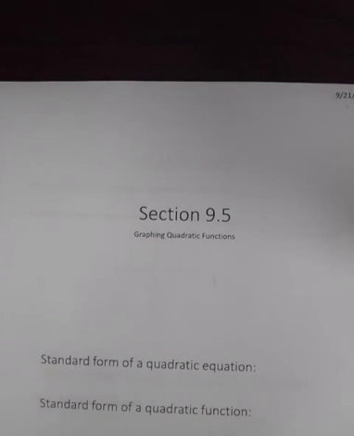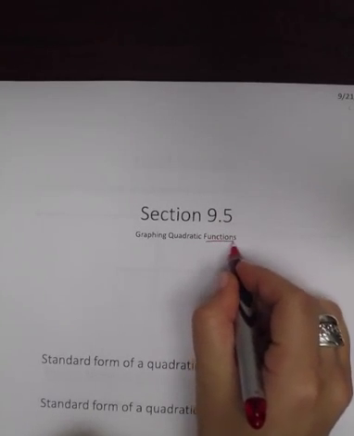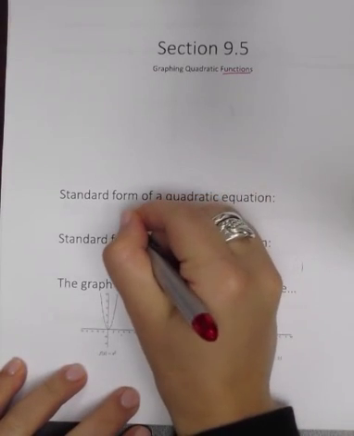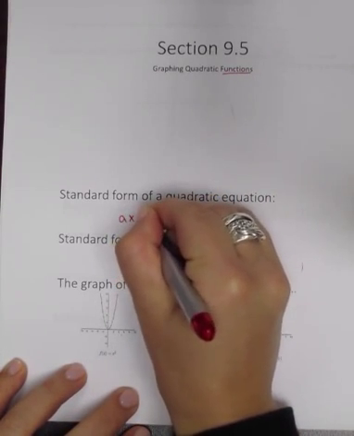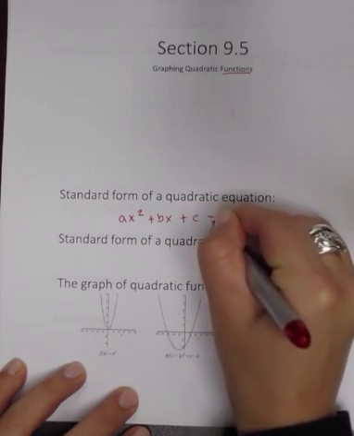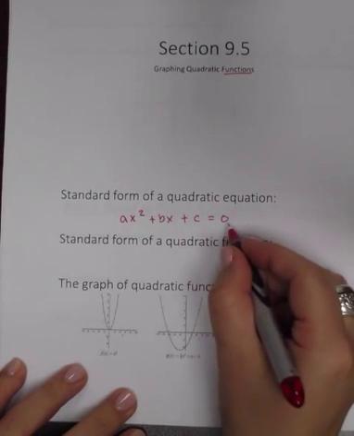Alright guys, we are going to start our last lesson for Math 95, and what we're going to be dealing with is graphing quadratic functions. So the standard form for a quadratic equation is ax squared plus bx plus c equals 0. This is what we've been working with for the entire semester. When it equals 0, that means we're going to have to solve.